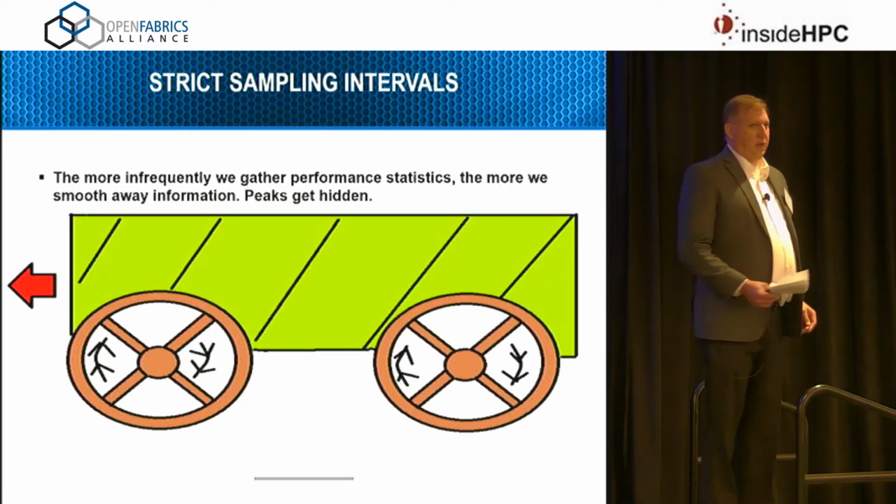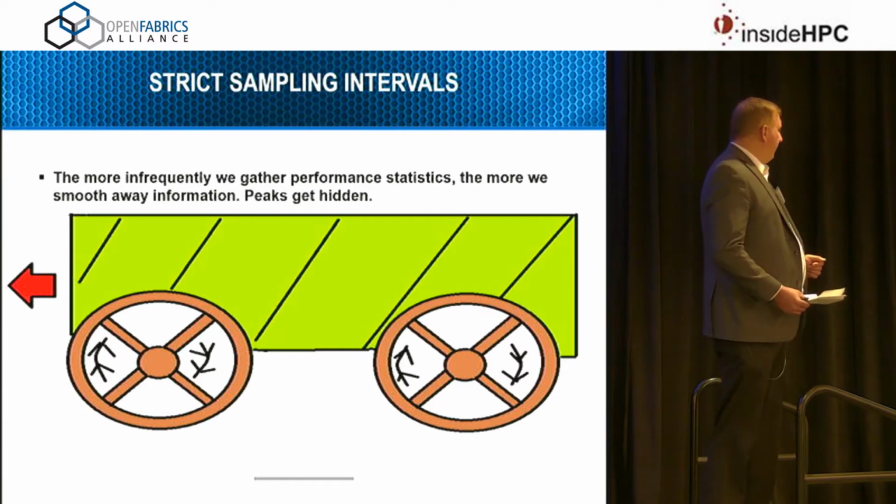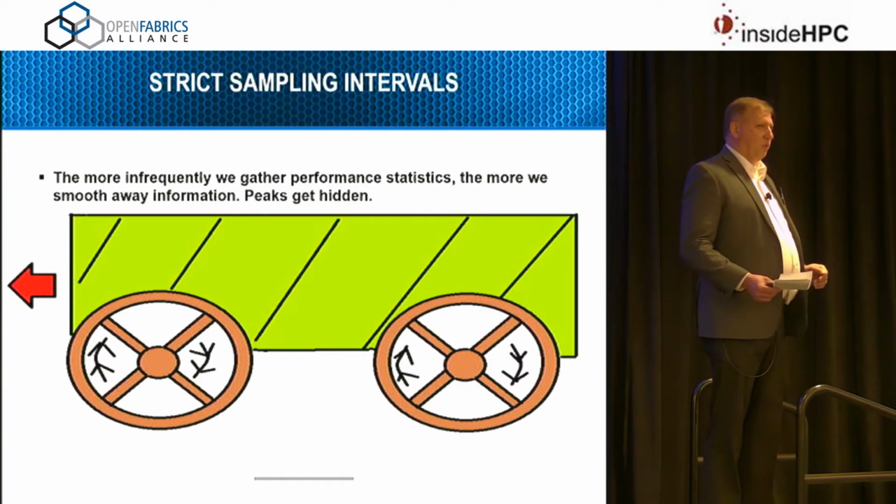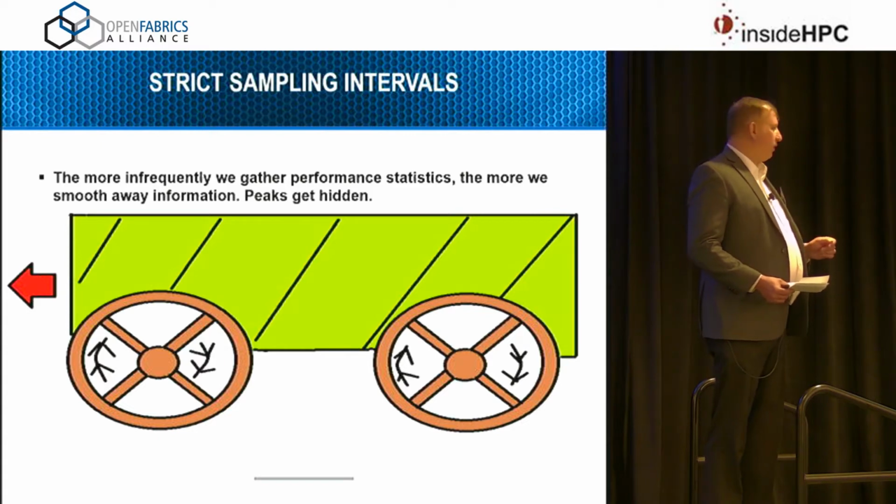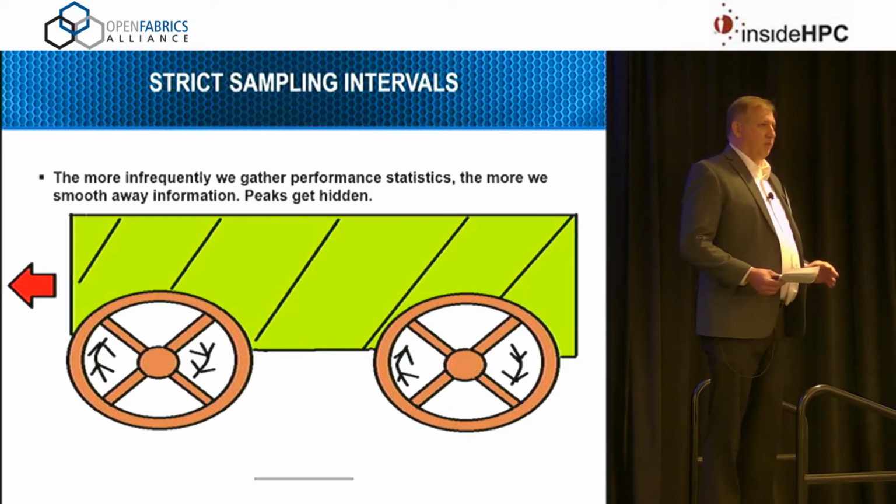So I'm going to go back to my EE background a little bit. How many people have watched old movies? You know, you see the wagon wheel going backwards. The reason it's going backwards is because we're not sampling at a fast enough rate of speed, and so we're getting bad information. The wagon wheel looks like it's going backwards instead of forwards.